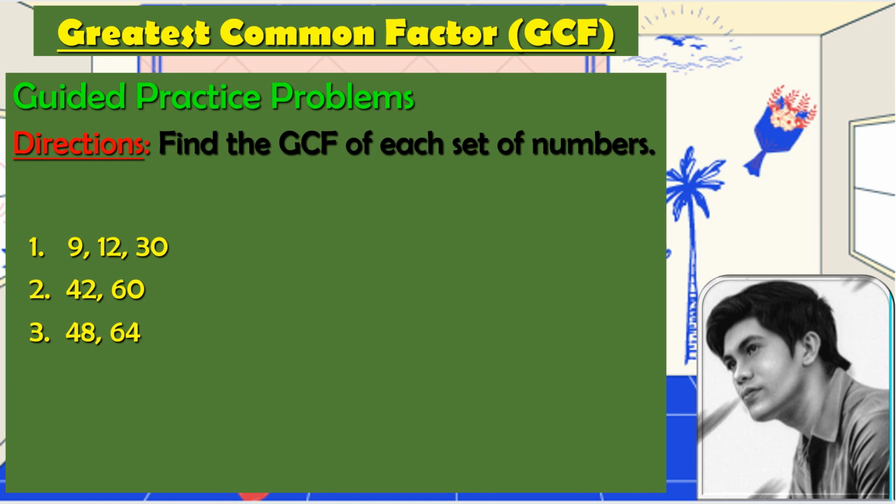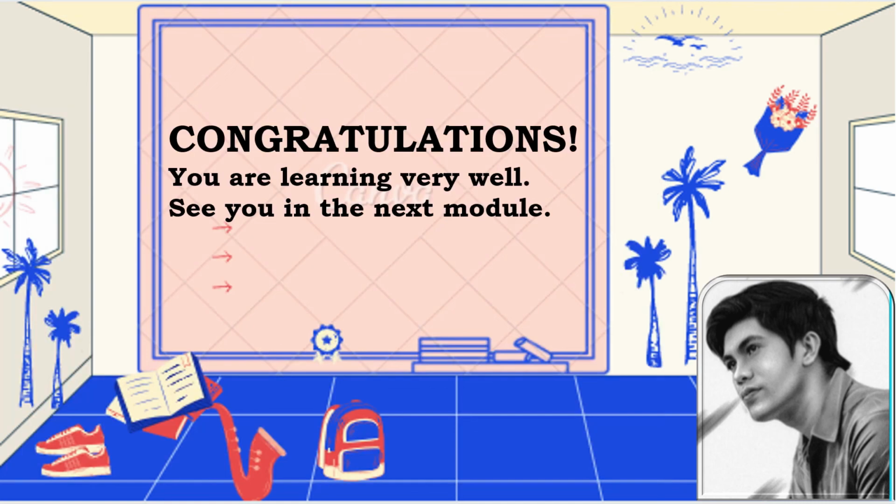Okay, so the right answer for number 1 is the GCF of 9, 12, and 30 is, yes, that's 3. For second number, 42 and 60, the GCF is 6. And for number 3, the GCF is 16.